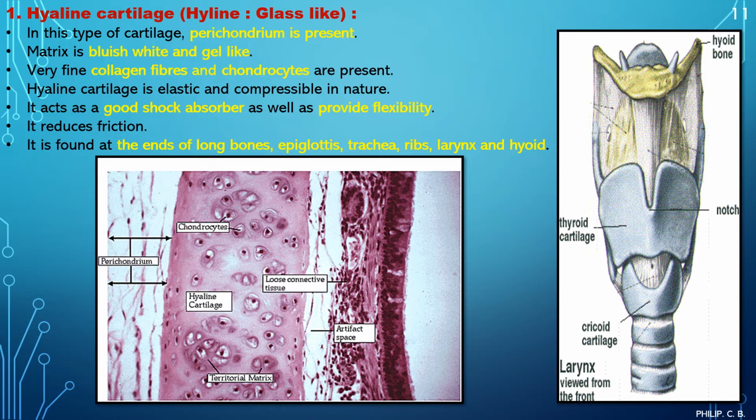You can see again I have put two images, one at the lower part of the written matter where you can see perichondrium, chondrocytes, hyaline cartilage, the territorial matrix, loose connective tissue, artery, space between these cells, cartilaginous cells. And towards the right we can see the hyoid bone, that is the tongue bone where the tongue is attached, the notch, thyroid cartilage, cricoid cartilage, and the larynx view where these cartilages are present adjacent to it.